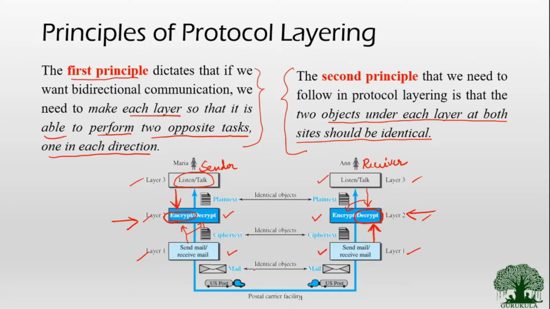So as you could see, there are identical objects present both at the sender side and the receiver side. So these two principles have to be followed when we are establishing a protocol layering.